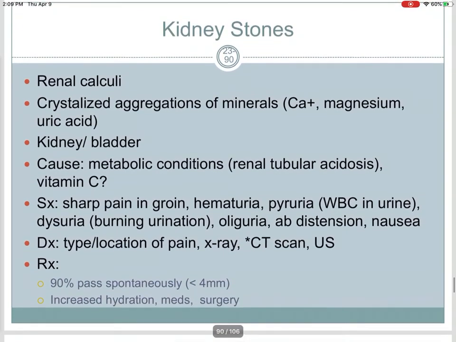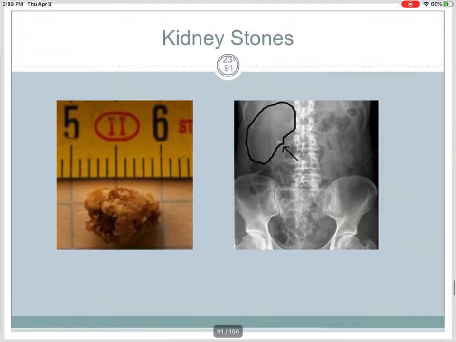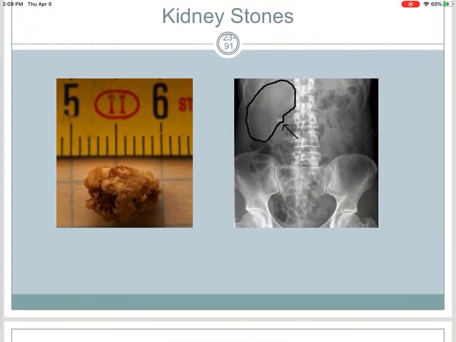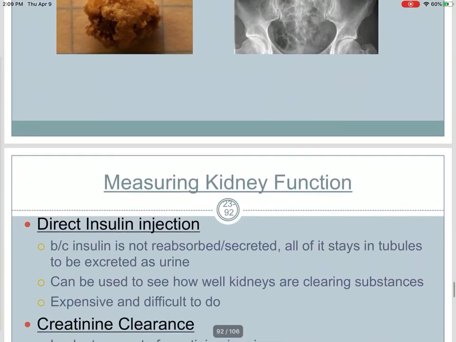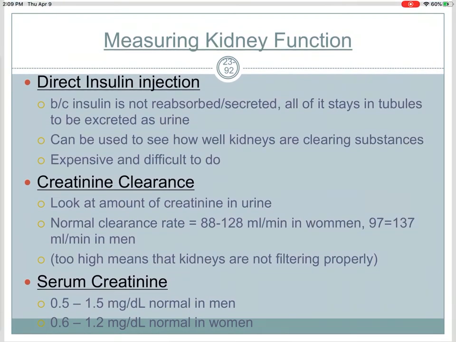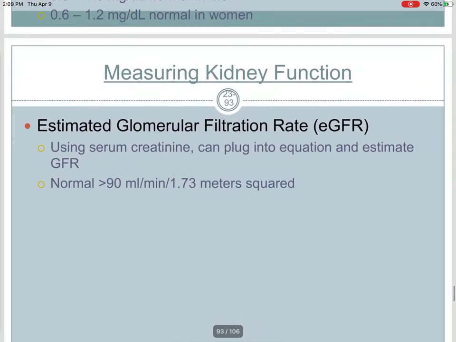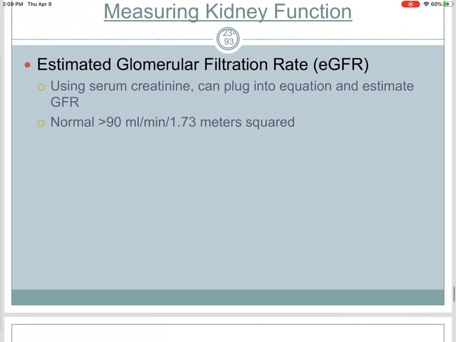Okay. You can read about kidney stones, but I won't ask you about them on the test. There's a nice picture of an X-ray with the kidney stone stuck in the renal pelvis. That looks very painful. There's a bunch of information here about measuring kidney function. You do not have to know any of this for the exam. If you're interested, if you work with kidney patients, I'm sure you're familiar with this. It is possible to estimate that glomerular filtration rate based off of how much creatinine is in the serum.